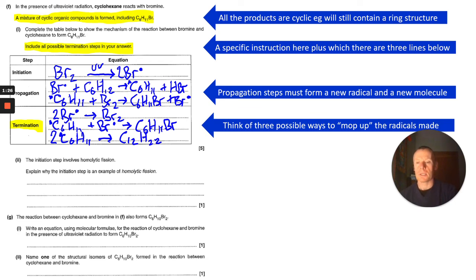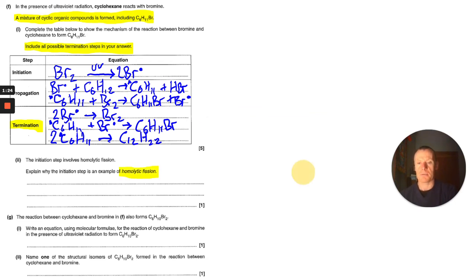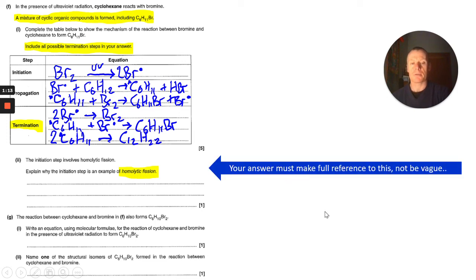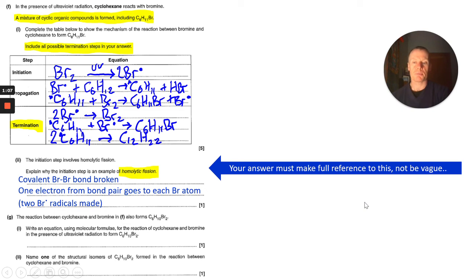So, looking at the second part of the question, we're now going to look at homolytic fission. And it specifically says, explain why the initiation step is an example of this particular type of bond breaking. So you must make full reference to it and not just say something vague and in passing. So yes, a covalent bond is broken, but in doing so, 1 electron from the bond pair goes to each bromine atom, and therefore 2 radicals are made.